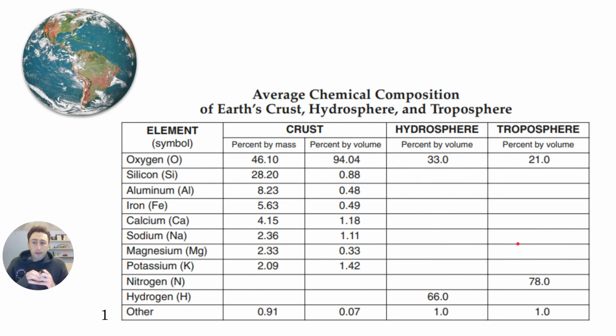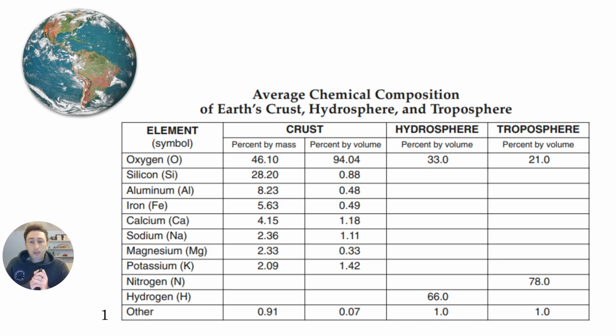Then we have Earth. So we saw the universe, the galaxies, the stars, the planets. And then we have our planet, which we are on. That is the planet called Earth. Now, Earth is the only planet we know of that can sustain life. So there are different characteristics of Earth. Here on page 1, you have the average chemical composition of Earth's crust, hydrosphere, and troposphere.